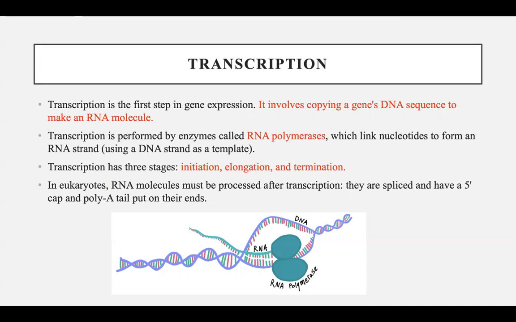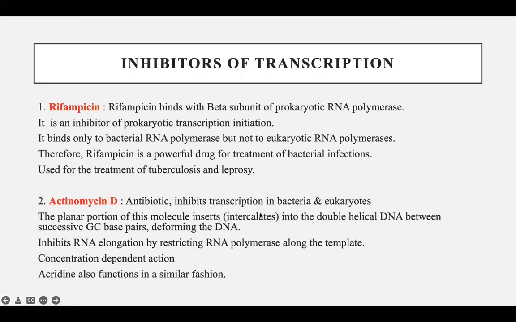Transcription has three stages. It is done through initiation, through elongation, and finally termination. In eukaryotes, RNA molecules must be processed after transcription. They are spliced and they have a 5 prime cap and poly A tail that are put on their ends. Now we'll move on to look at the inhibitors of transcription.